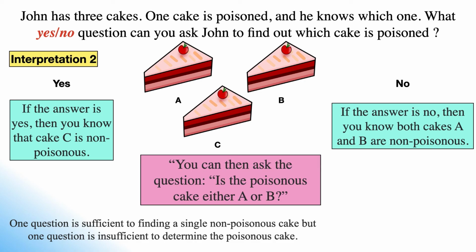Note that this question is insufficient to determine the poisonous cake. If the answer to the question is yes, then all you know is that either A or B is poisonous, but not which one. You would need an additional question to determine that. So there is no single correct answer which can be a solution to this riddle.